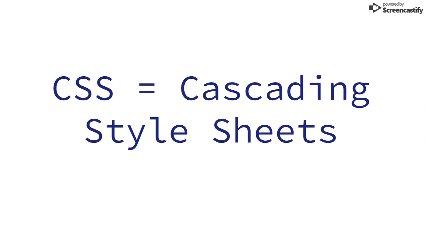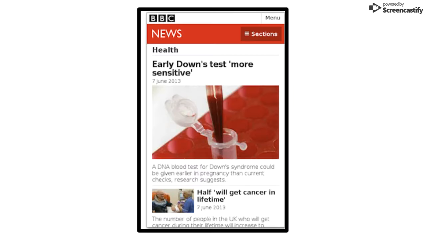CSS stands for Cascading Style Sheets because it allows you to add styles to your HTML code. Let's look at an example of this. I loaded up the BBC homepage for health. It's a pretty nice looking page. It's got different color fonts, different color buttons, menus, pictures, images, all sorts of different stuff.